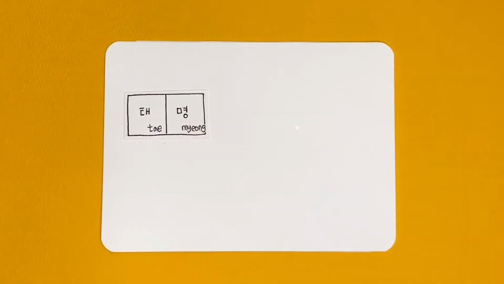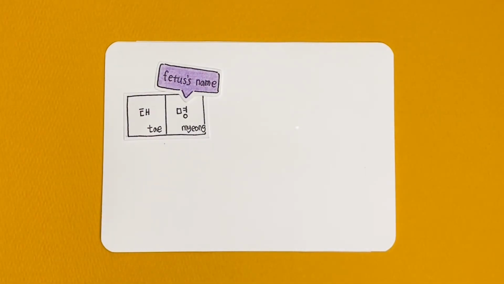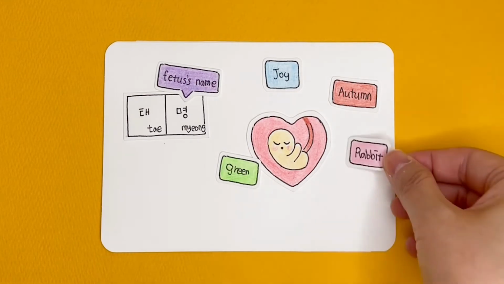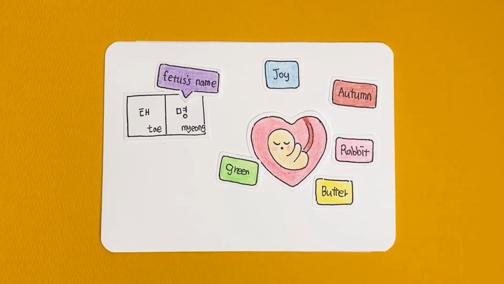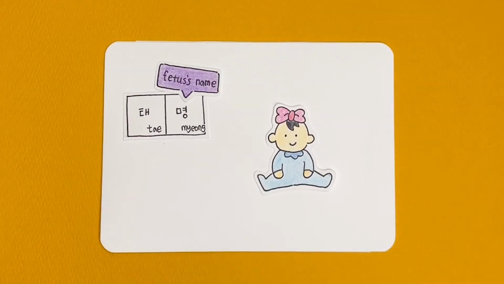The first word is tae-myeong, literally meaning fetus name. In Korea, parents generally give tae-myeong to their unborn baby. Tae-myeong can be anything, such as joy, autumn, green, rabbit, and even butter. This last name, butter, is used by Jin from BTS to refer to his future nephew. This nickname is only used until they get an official name after they are born.